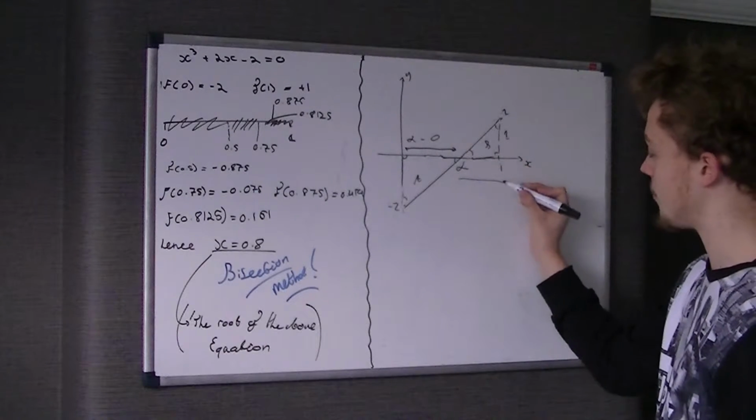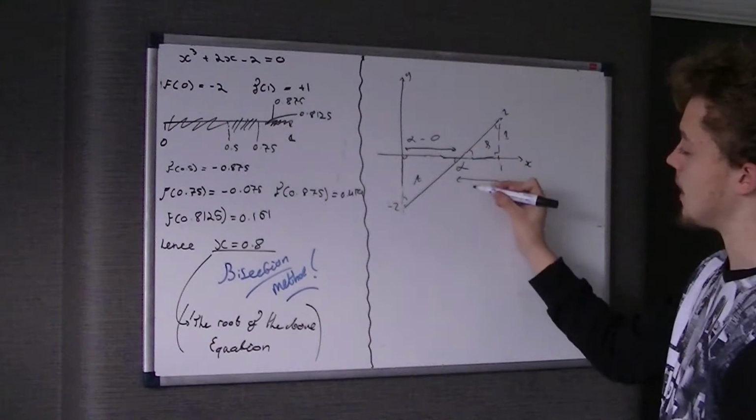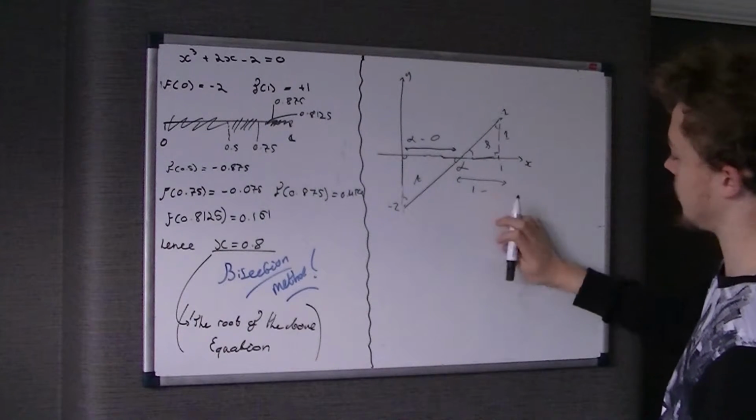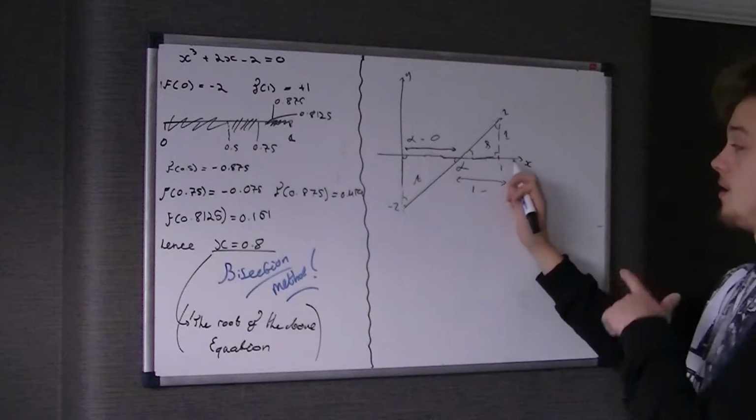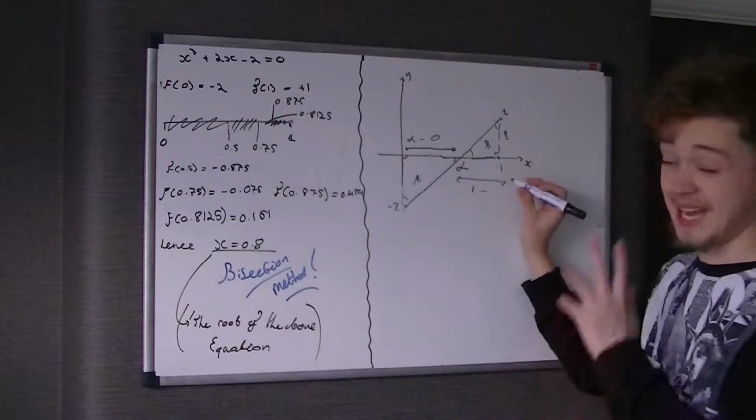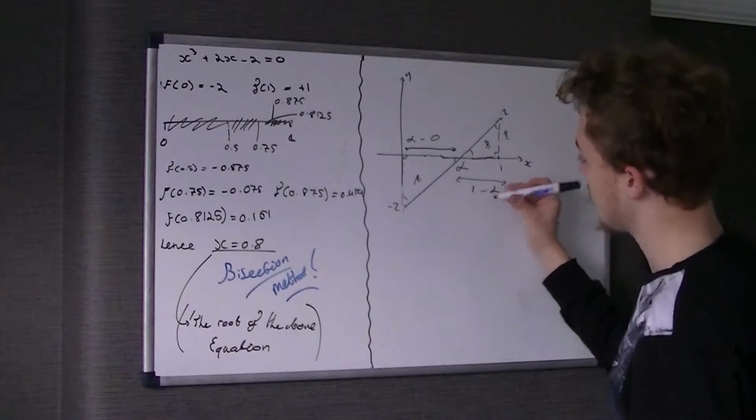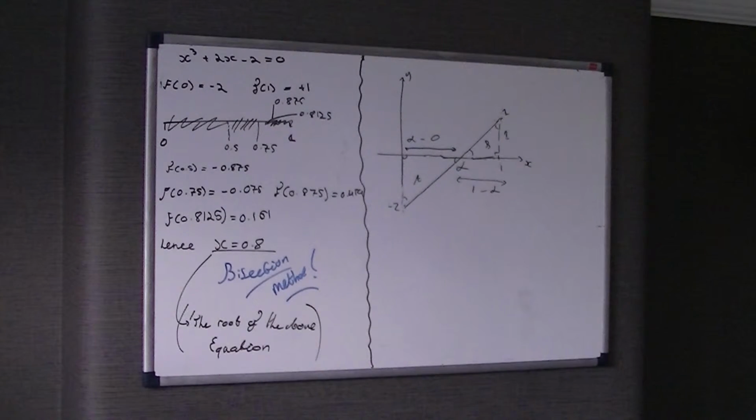However, the length of the B triangle, what I've called B, is 1 take alpha, because we know that the end point of B, so where it ends, has an x coordinate of 1. Where it starts is where the x coordinate is alpha. Okay, so it's something like that. Now we're just going to go on with our idea of similar shape.